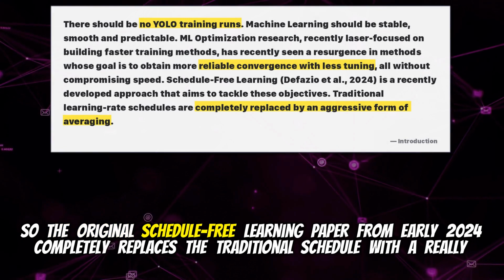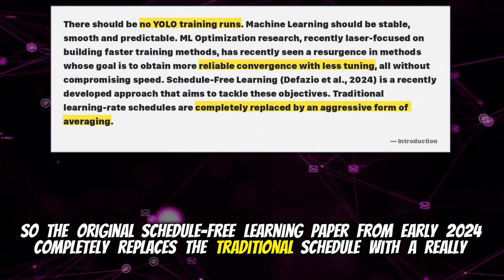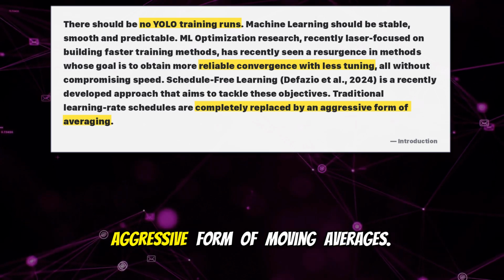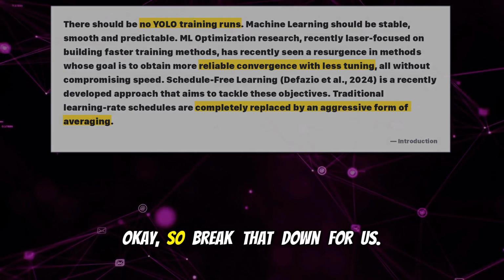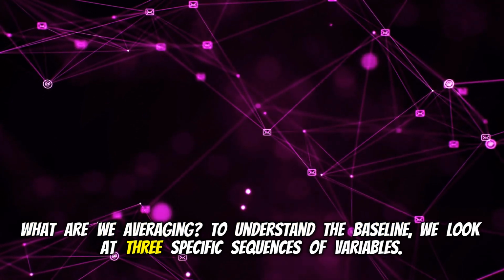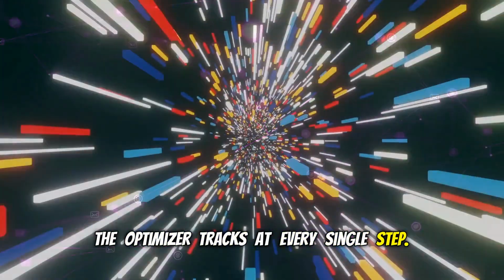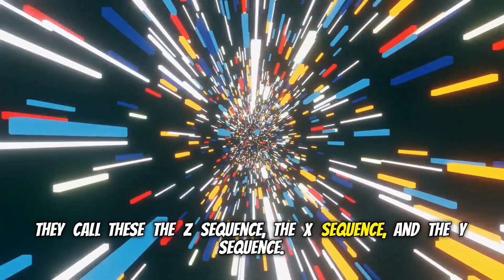So the original schedule-free learning paper from early 2024 completely replaces the traditional schedule with a really aggressive form of moving averages. Okay, so break that down for us. What are we averaging? To understand the baseline, we look at 3 specific sequences of variables the optimizer tracks at every single step. They call these the Z sequence, the X sequence, and the Y sequence.